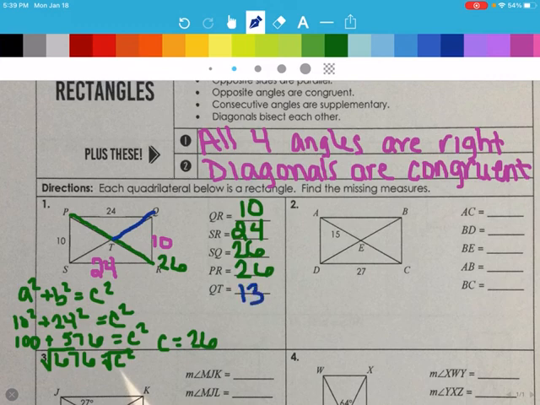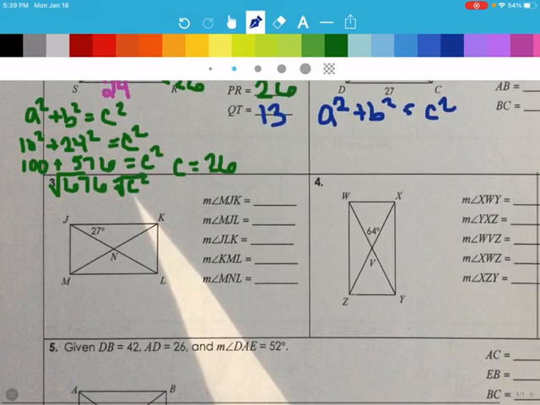Number 2 is just like this one, so I'm going to leave you guys to try number 2 on your own. Don't forget your Pythagorean theorem. I'll even put it in here so you don't forget it. Okay. I am going to move on to number 3.